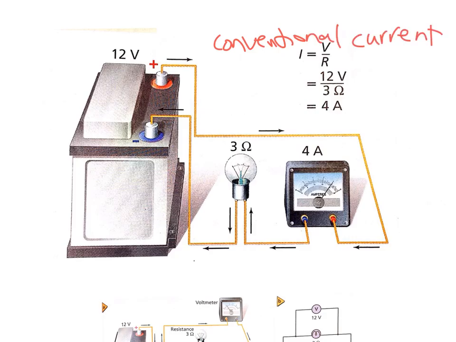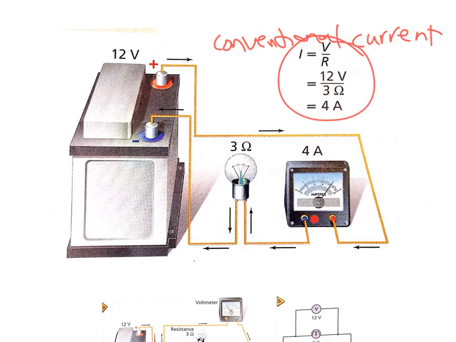And it looks like some work was being shown here to solve for the current. We know that the voltage of the battery is 12 volts, and the resistance of this light bulb is 3 ohms. That's that guy right there. So the current that would flow if we solve was 4 amps.